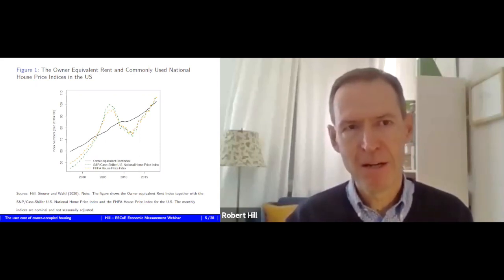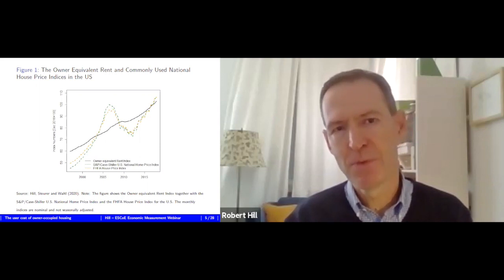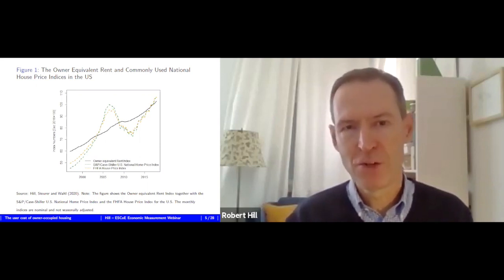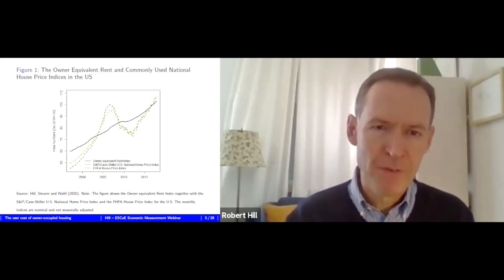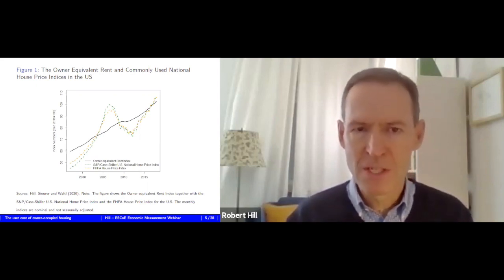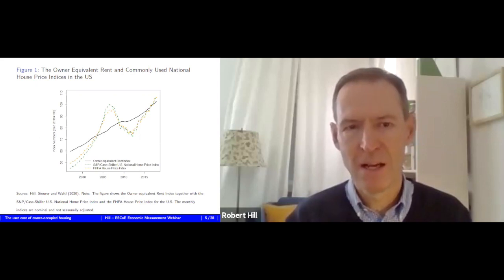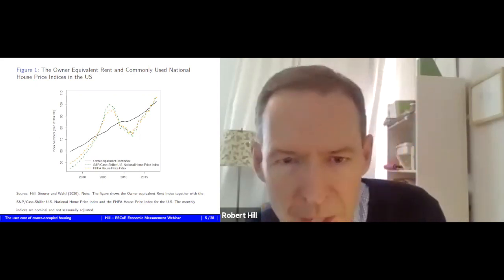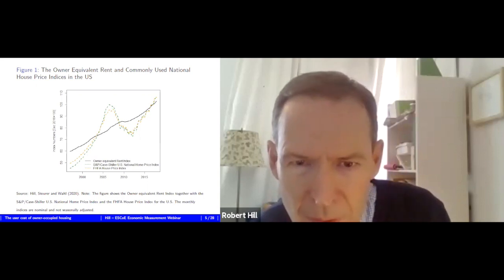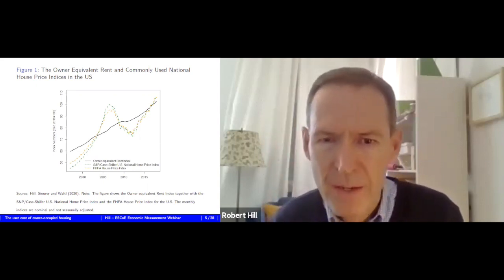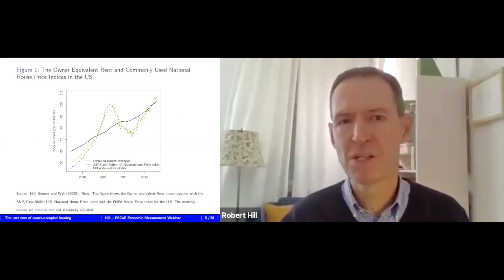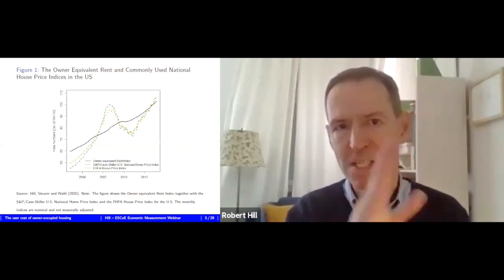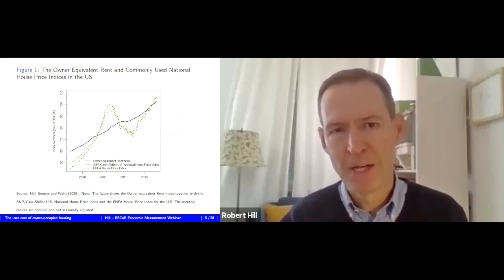This is American data in the years leading up to and after the global financial crisis and the problems in the US housing market. You see that the two dashed lines are two alternative house price indexes in the US, the Case-Shiller one and the National House Price Index, put out by the FHFA. And you see this huge rise in house prices, when they crash, and then they start rising again.